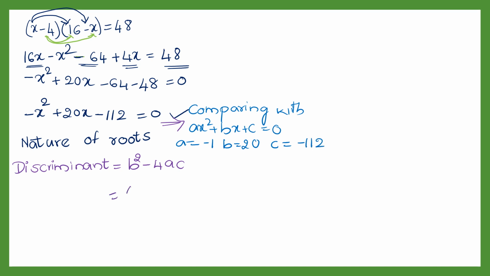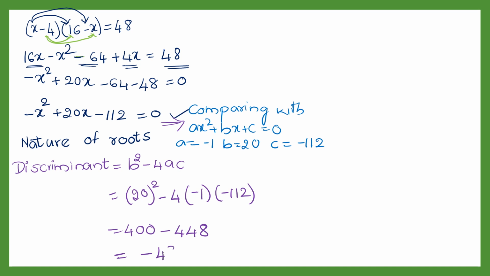Now b square minus 4ac is what? 20 square minus 4 into a is -1, c is -112. 20 square is 400, minus into minus is plus, plus into minus is minus. 4 into 1 is 4, 4 into 112, you get 448. 400 minus 448 is -48. Observe this. What did we get? We got the discriminant value as -48. That means the discriminant is less than 0.